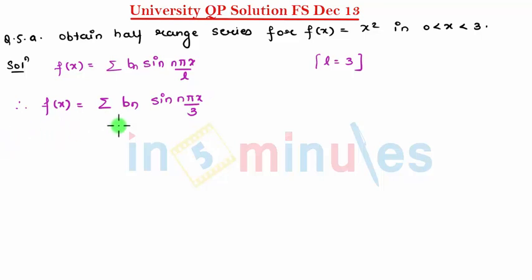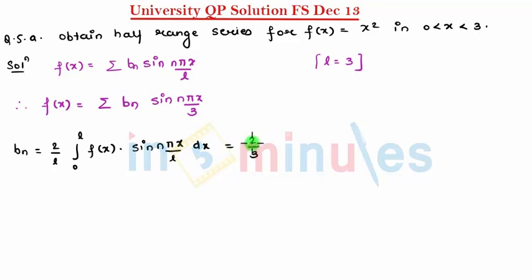So we'll find bn. So bn comes to be 2 by L, 0 to L, f of x into sine n pi x divided by L dx, which you can write as 2 by 3, 0 to 3, f of x is x square into sine n pi x divided by 3 dx. So let's integrate this. So 2 by 3 comes outside.